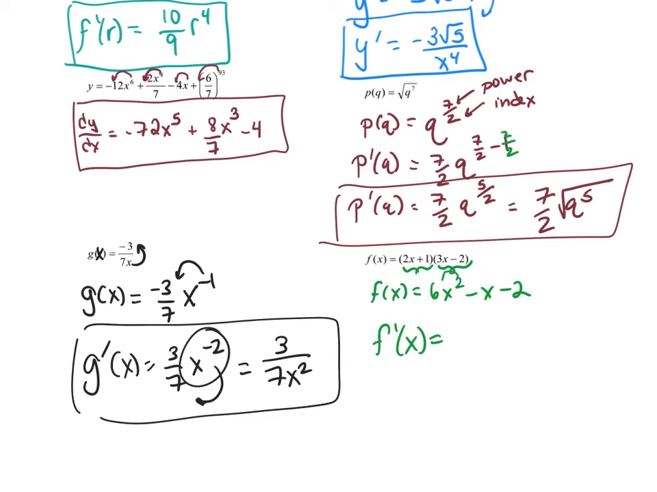So f prime, we're going to take the 2 down, so it's going to make it 12x to the first. Now remember, this is x to the first, so we take that down, so that's minus 1, x to the 0, so it's just negative 1. And then this is a constant, so that just goes away. So f prime of x is 12x minus 1.